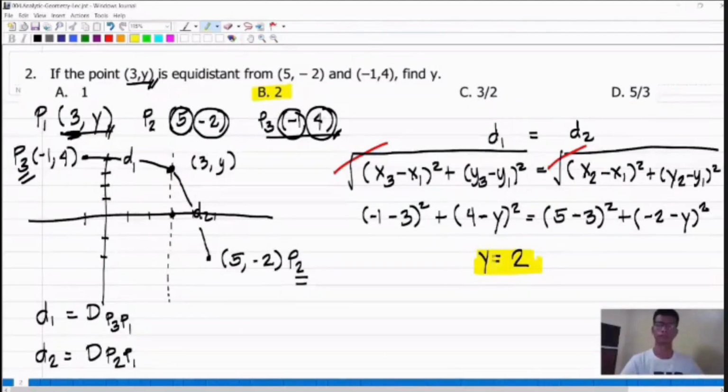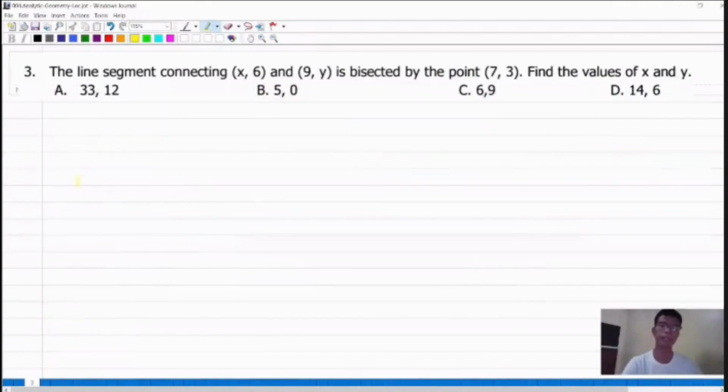Number 3. The line segment connecting the points x, 6 and 9, y is bisected by the point 7, 3. So find the values of x and y. So once na may nakikita tayong word na bisected, ibig sabihin yan, hinati into two equal parts.